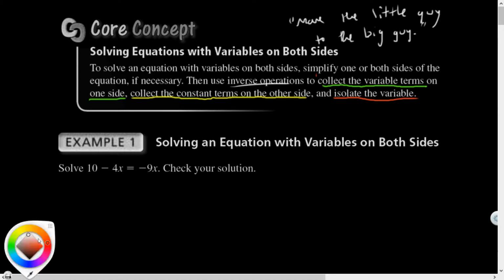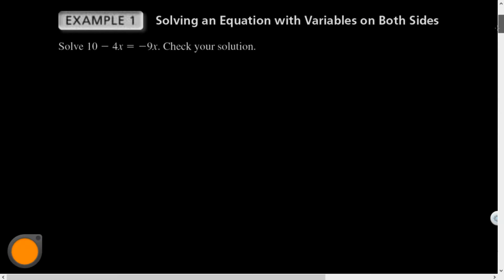So let's take a look at this first example. I've got 10 minus 4x equals negative 9x. They are telling me this is an equation with variables on both sides. Are they correct? Yes, there's an equal sign, and I see an x on both sides. So my suggestion was to move the little guy to the big guy, all right?